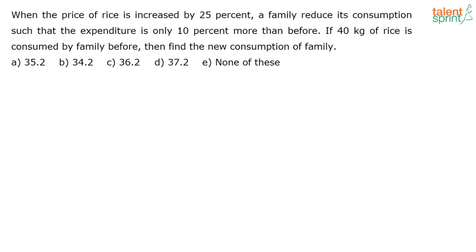So this question is the very famous question wherein the price of an article increases and you reduce the consumption, and this is a question where we use the concept of effective percentage. When the price of rice is increased by 25%, a family reduces its consumption such that the expenditure is only 10% more than before. If 40 kg of rice is consumed by the family before, then find the new consumption of the family. First you guys give me the answer, then we will solve this question in both the ways, using effective percentage way and also using the conceptual way.